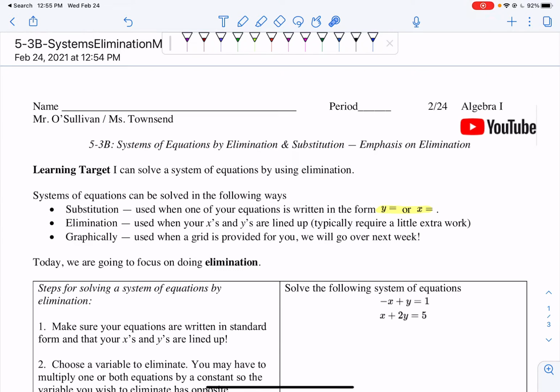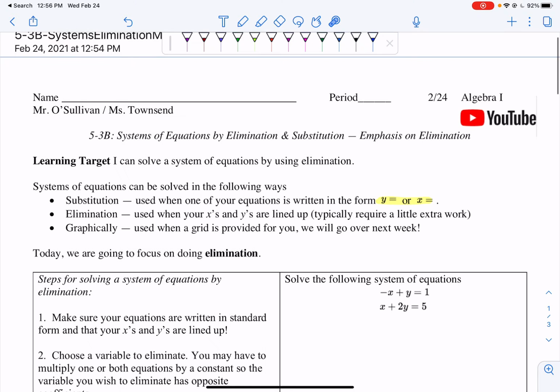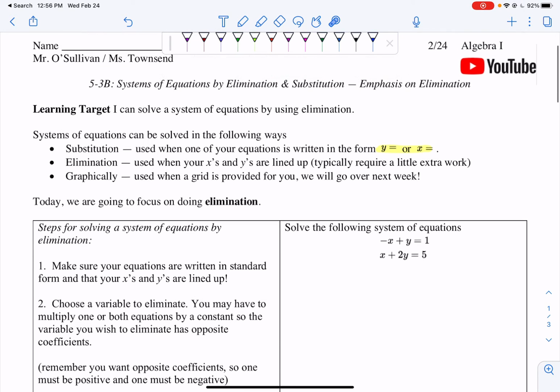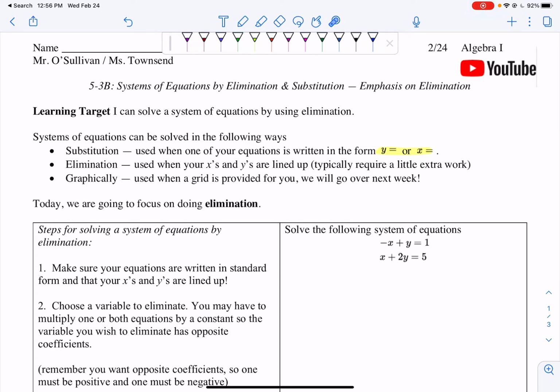Elimination, on the other hand, is used when your x's and y's are lined up. It will typically require a little extra work because you're in 9th grade, you're not in the 8th grade. Graphically, we have not learned yet. That is used when a grid is provided for you. We're going to go over that next week, so don't worry about that just yet. In this video, we are going to focus only on doing elimination.